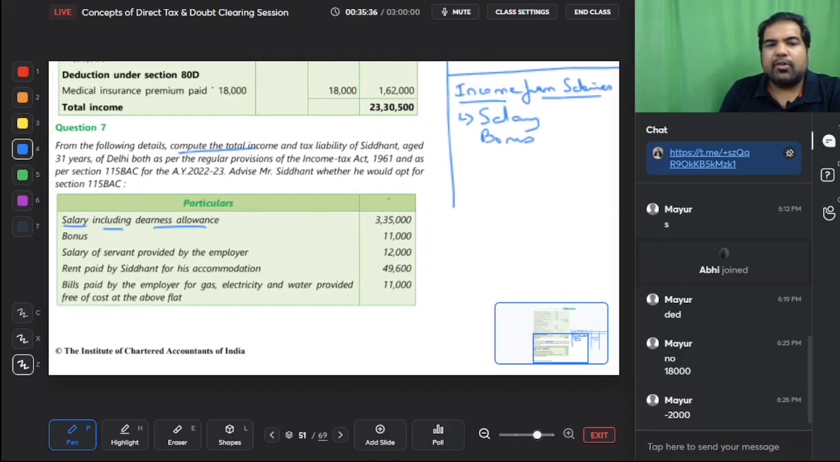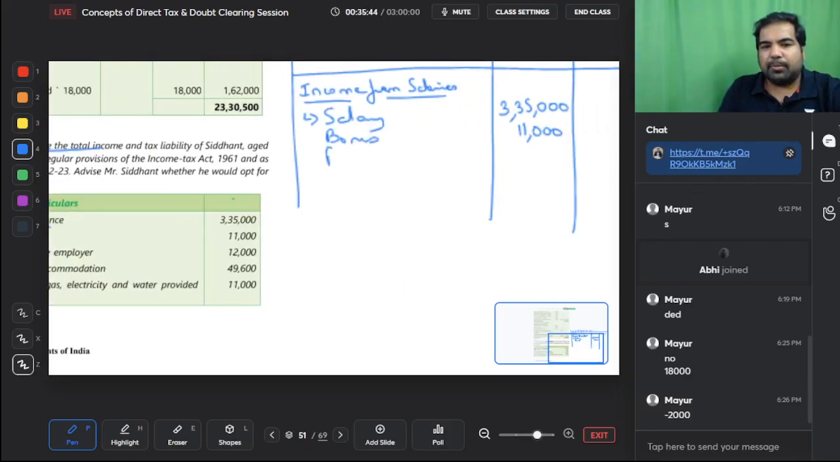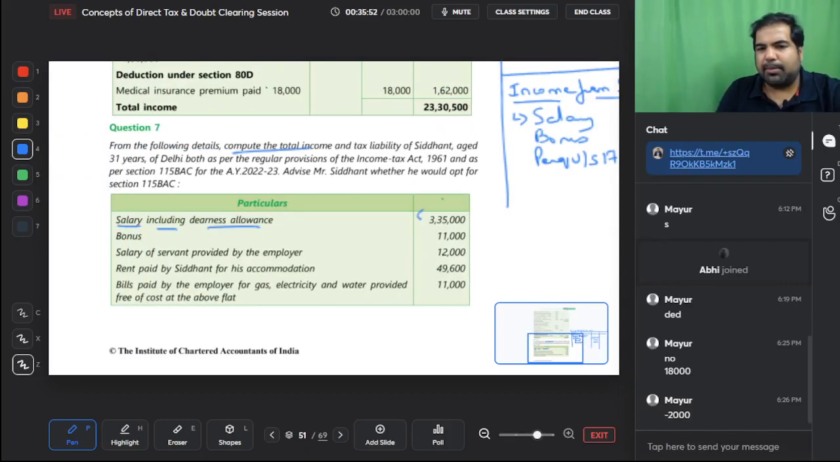Next, salary of servant provided by the employer. Guys, any person or any benefit that you get personally which is paid by the employer is a perquisite. So you will add the perquisite under section 17, if you can write that, and then 12,000. And please keep tick marking whatever you do. This and 115BAC, there will be no change, because for incomes there is no change.